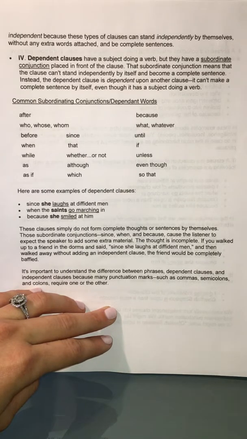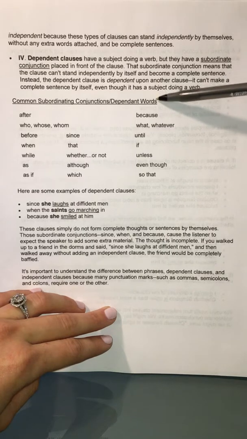In a dependent clause, you have a subject doing a verb, but it cannot stand alone. They usually need a subordinate conjunction placed in front of the clause. That subordinate conjunction means that the clause cannot stand independently by itself and become a complete sentence. Instead, the dependent clause is dependent upon another clause. It can't make a complete sentence by itself, even though it has a subject doing a verb.